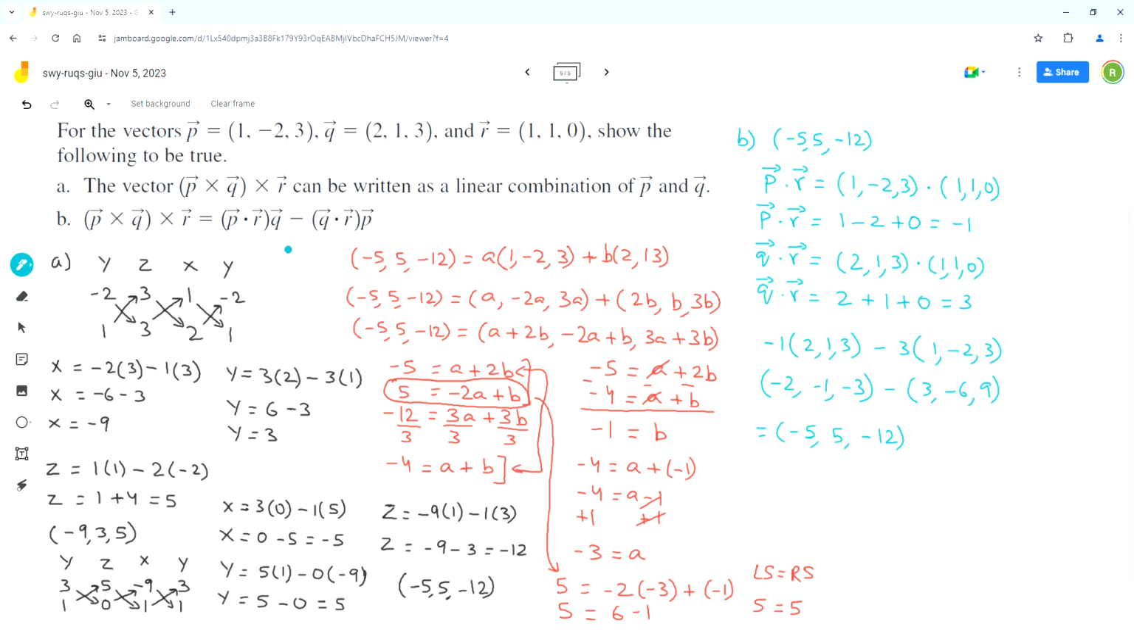So these are the steps you have to keep in mind to solve a problem like this one. So I hope you'll find this video useful.